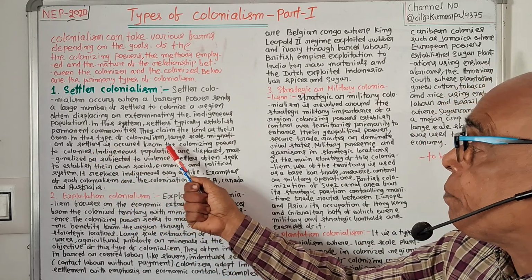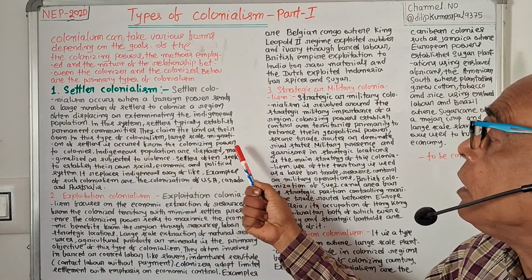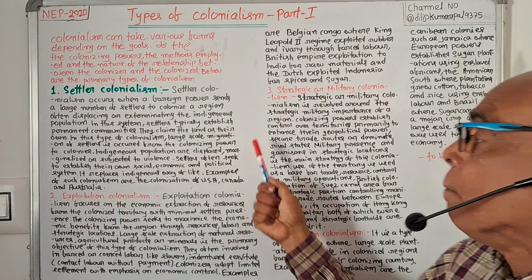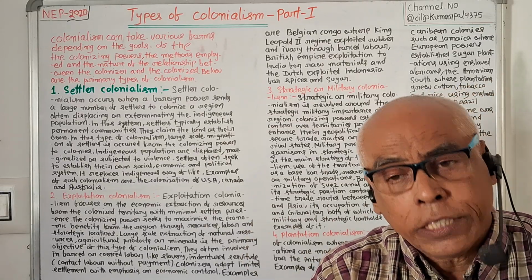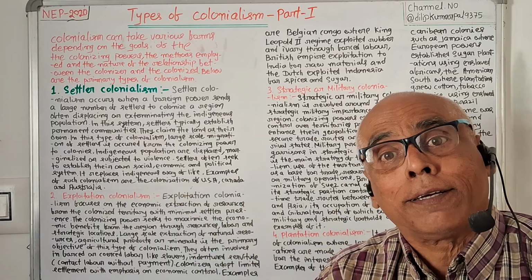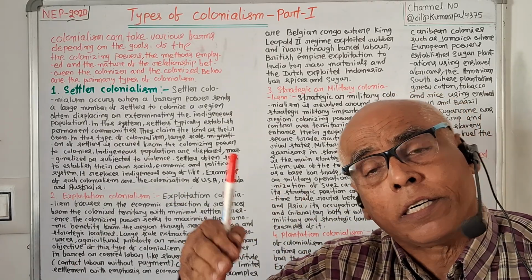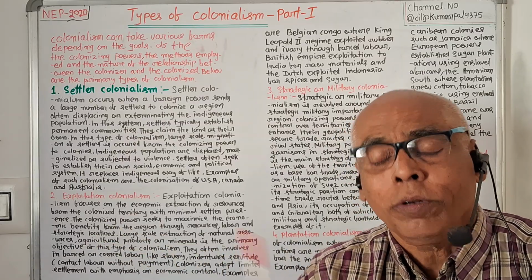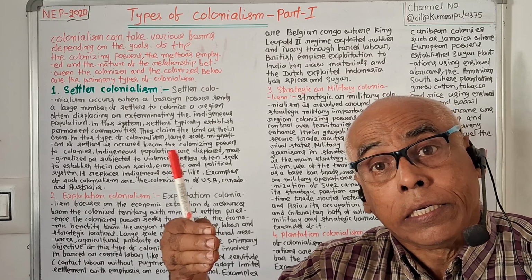In this type of colonialism, large-scale migration of settlers occurs from the colonizing power to the colonies. Indigenous populations are displaced, marginalized, or subject to violence. These people settle in the foreign country permanently, displace the indigenous people, and claim the land as their own. Even they use violent means against the indigenous people.